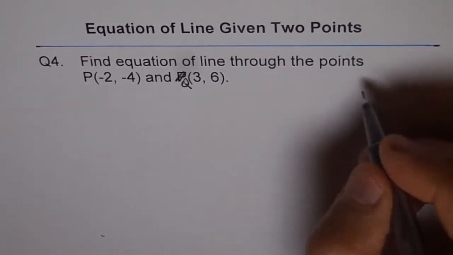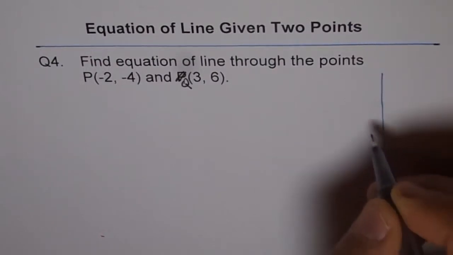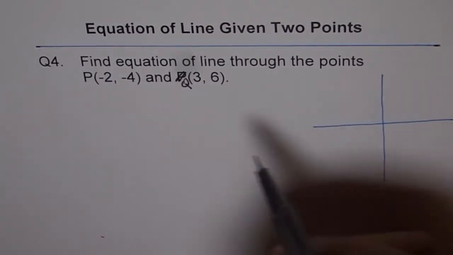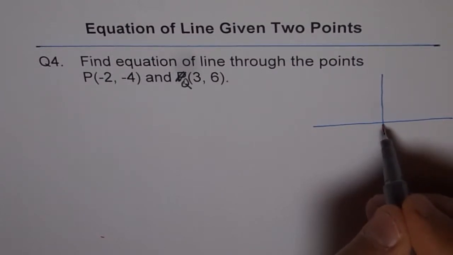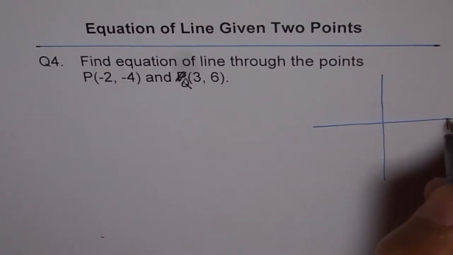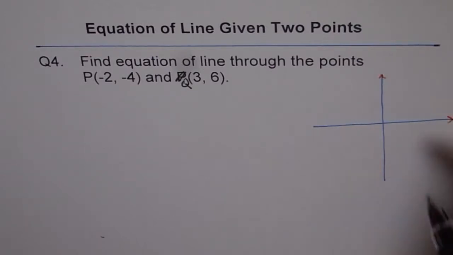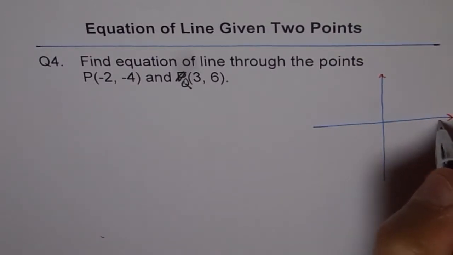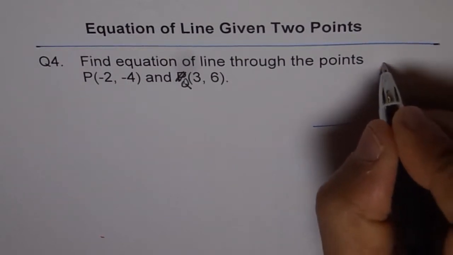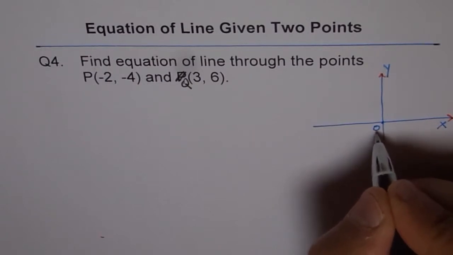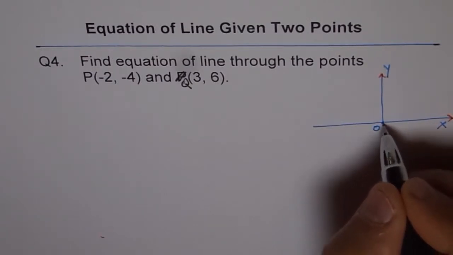Okay, let's try to see how the line passing through them will look. So -2, -4. -2 is the x value. Minus means left of this origin. So the x-axis and y-axis meet at the origin. Let me put this very clearly here. We have the x-axis, which is horizontal, and the y-axis, which is vertical, and they always intersect at the origin O, and the coordinates for the origin are (0, 0).